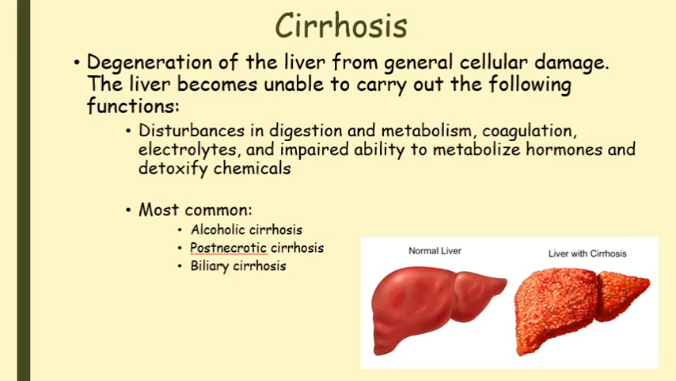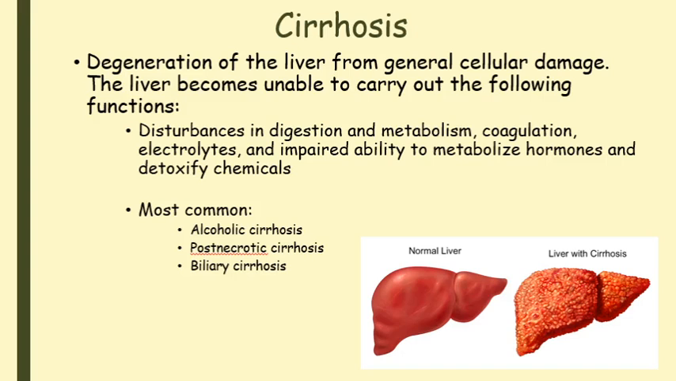Cirrhosis. Cirrhosis just means we're at end stage. There is so much damage, so much sclerosis, so much fibrosis. It's degeneration of the liver from general cellular damage. The liver becomes unable to carry out the following functions, which is metabolism, coagulation, regulation of its electrolytes and of the body, and impaired ability to metabolize the hormones.